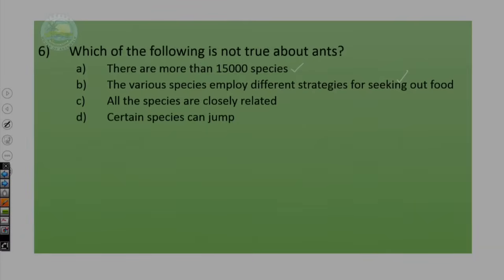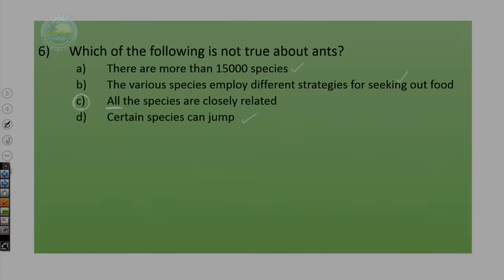All the species are closely related. If we go back to the article, we would have found some bit of information that spoke about some of them being closely related, not necessarily all. So pay attention to this word. Then we are told that certain species can jump. If we look in the article, we are able to see that this is indeed true. So that we are able, through process of elimination, to determine that this C is our answer because it is not true about the ants.